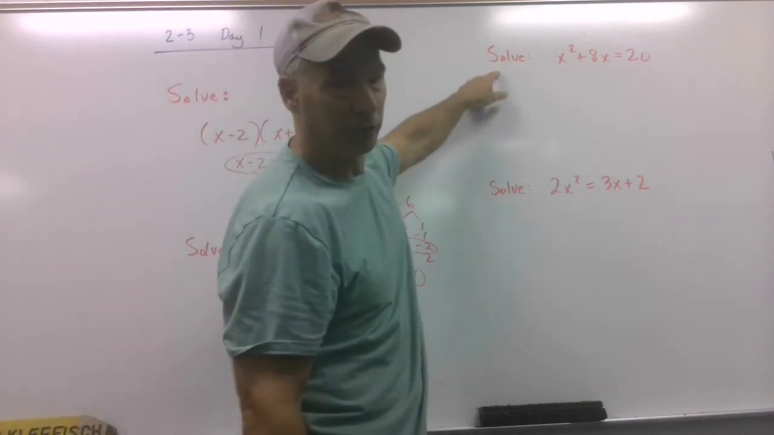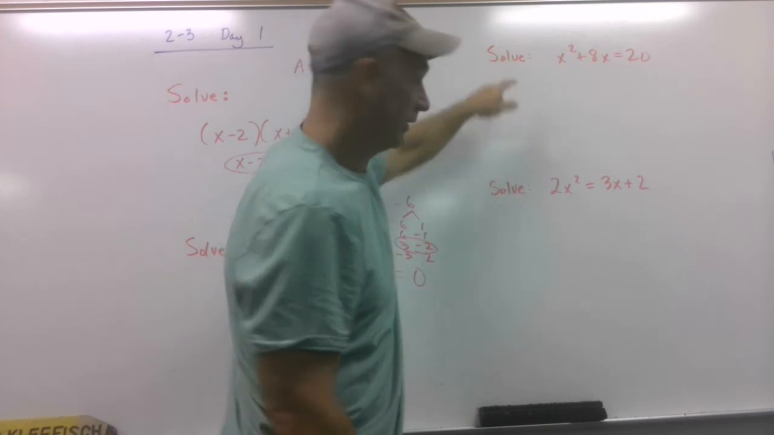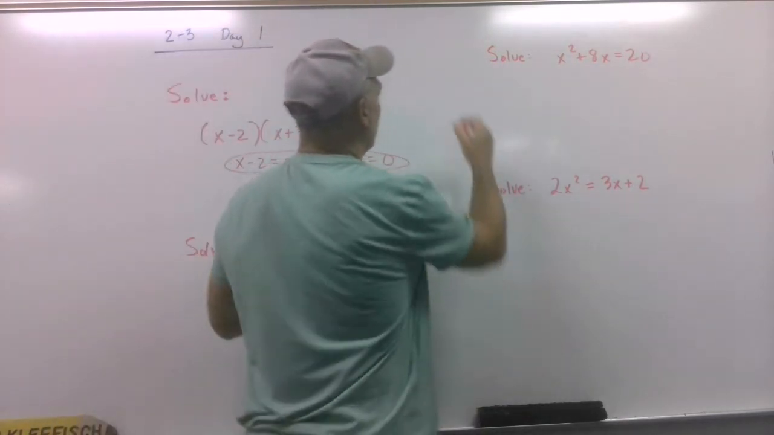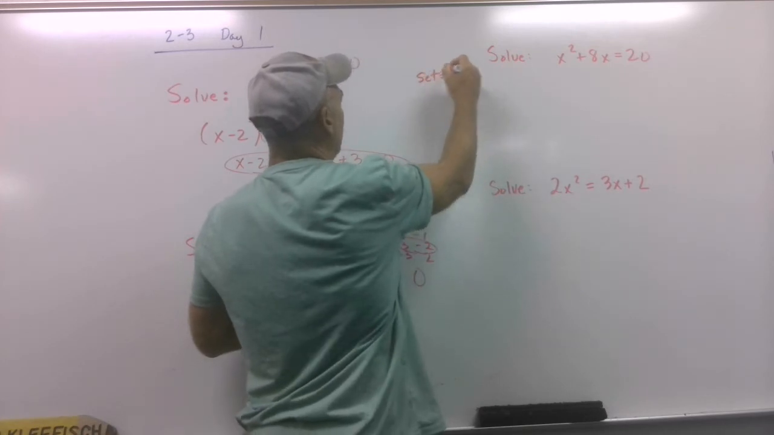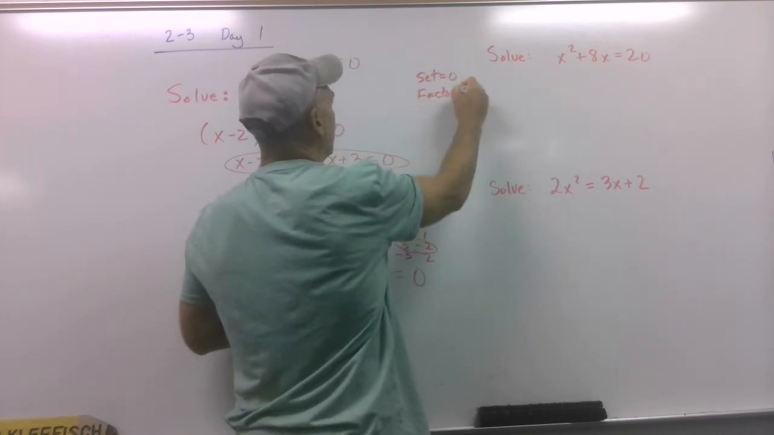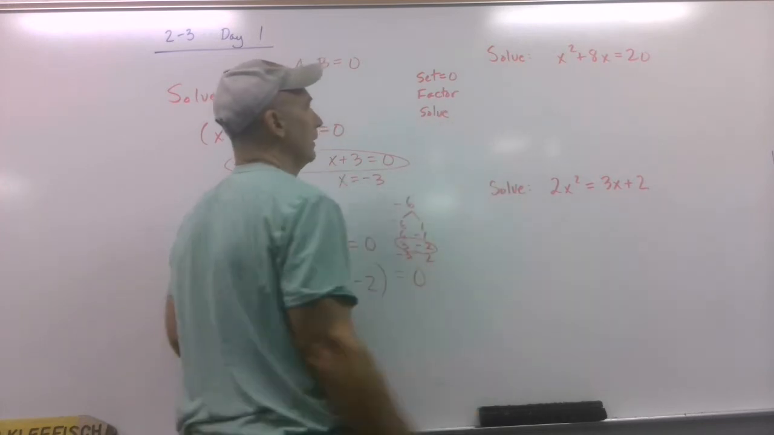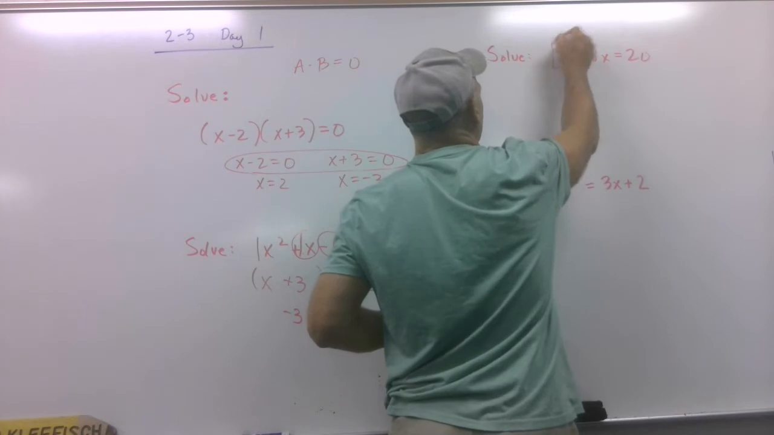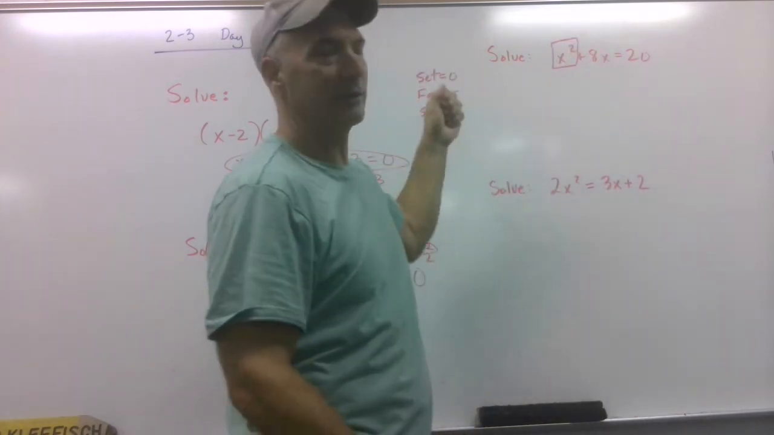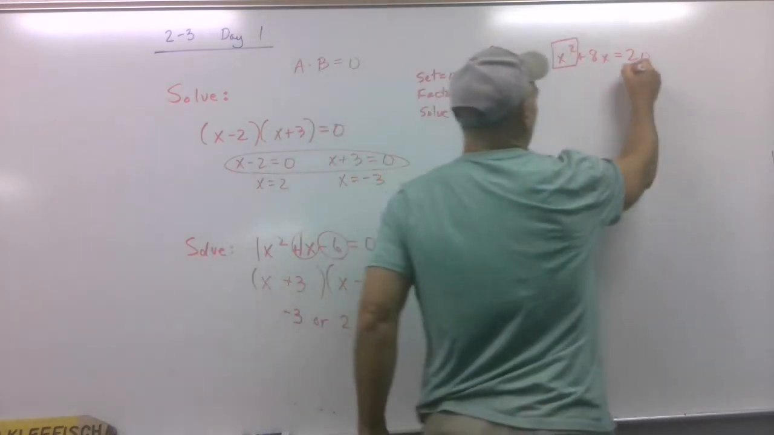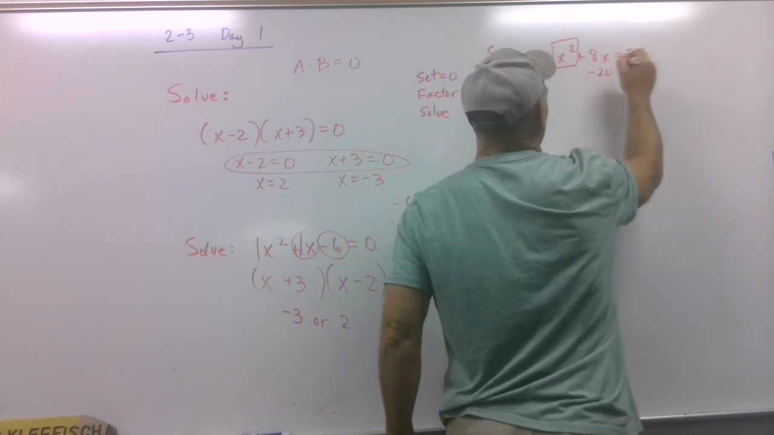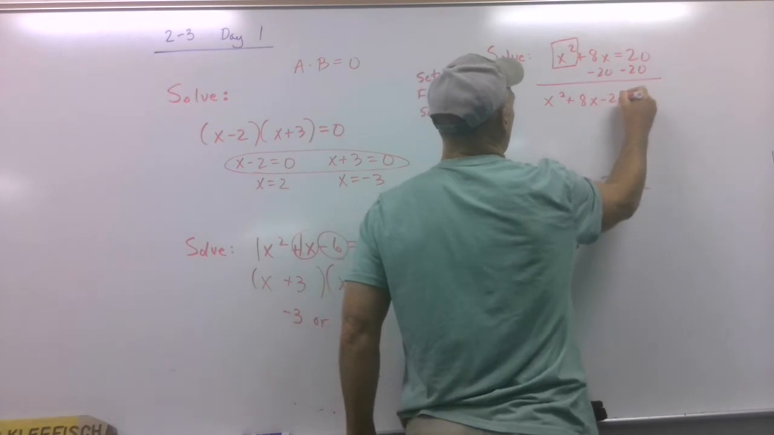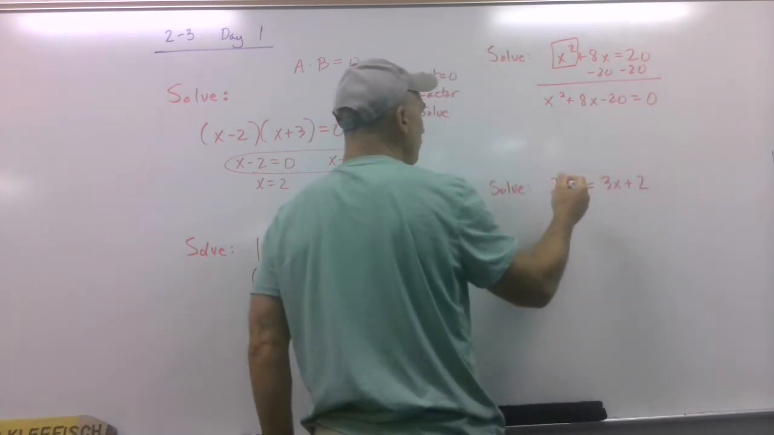Let's try this. Here's a little twist on this one. Notice this one's set equal to 0. This one's set equal to 0. That's what you got to do first. Set these equal to 0, factor, and then solve. So this one, oh, and by the way, if this is positive, don't move it. Keep it positive. So we're going to subtract 20 from this side, subtract 20 from that side. X squared plus 8x minus 20 equals 0.